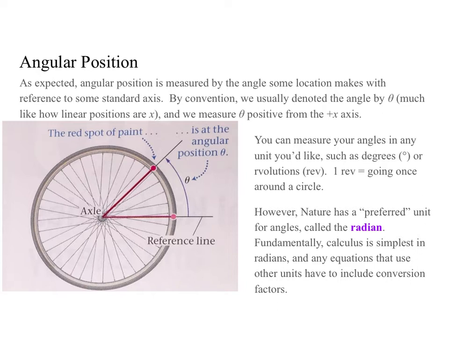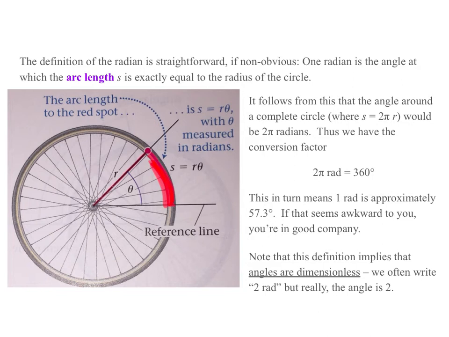On the other hand, radians are built into the number line. They're built into the way that numbers are, and we'll see that. They make calculus the simplest possible, and any equations that have other units have to include conversion factors so as to compensate for that. The definition of the radian is straightforward, if non-obvious. 1 radian is the angle at which the arc length s is exactly equal to the radius of the circle. So remember, arc length is your distance along the circle, so these are all different arc lengths.